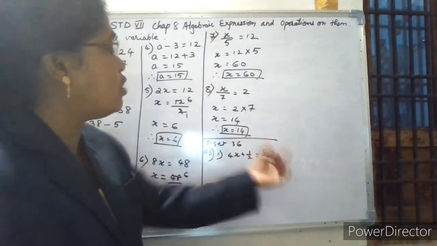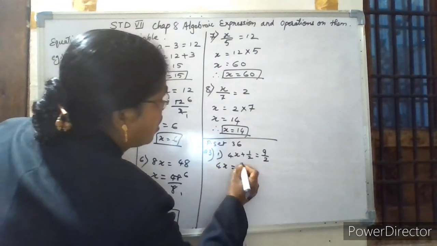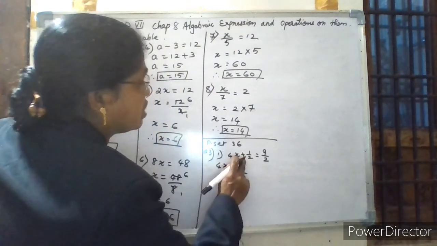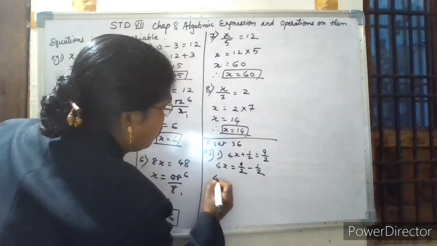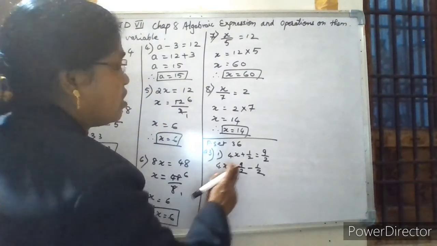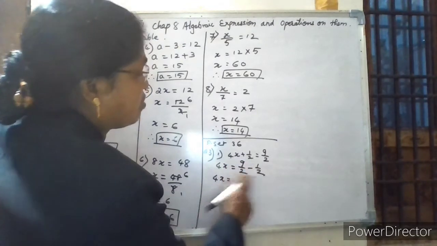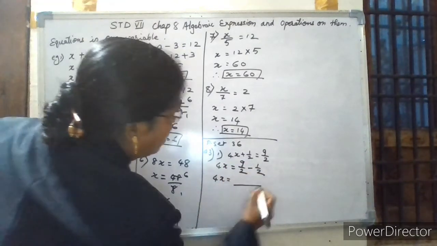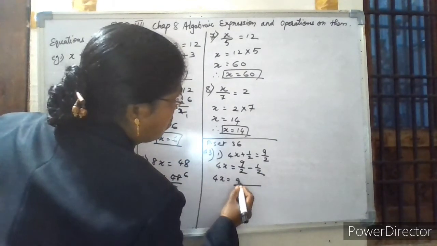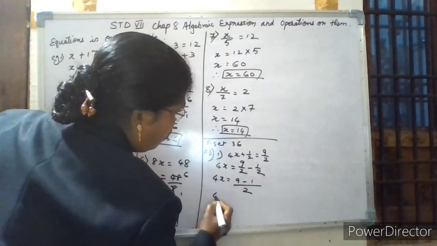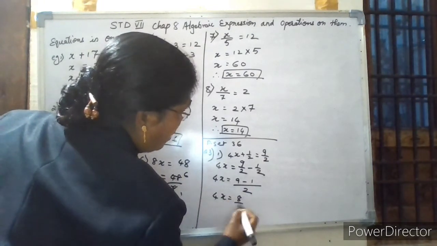This 1 by 2 we take that side first. So 4x is equal to 9 by 2 you write first. This is plus, so when it comes over it becomes minus 1 by 2. It is just like the subtraction of fractions with the same denominator. Take the numerators and subtract: 9 minus 1. So 4x is equal to 9 minus 1, which is 8 by 2.